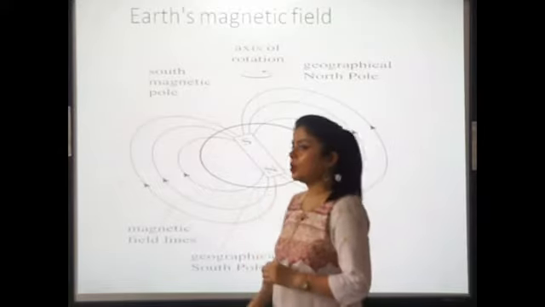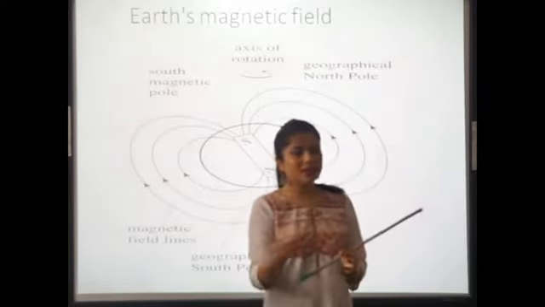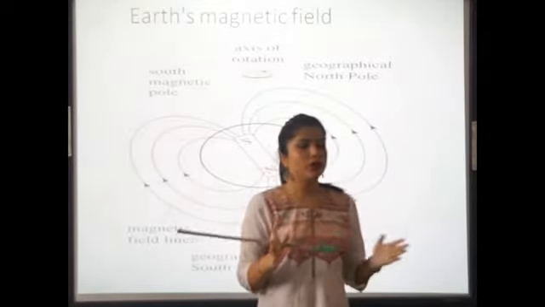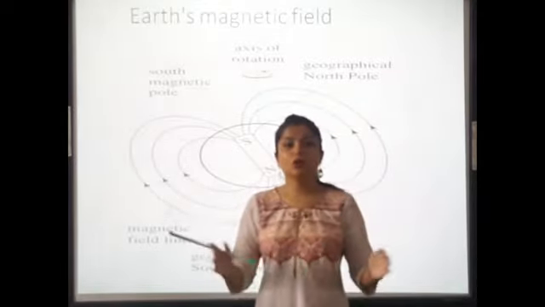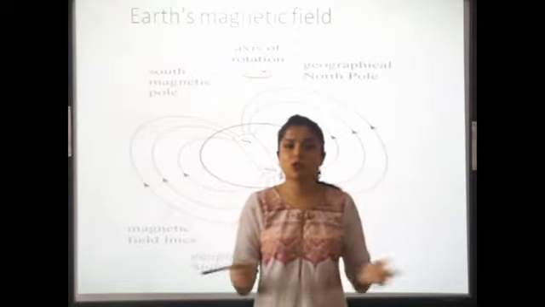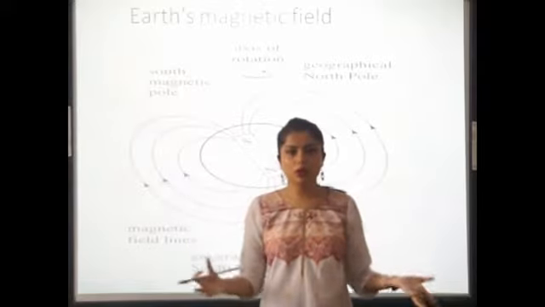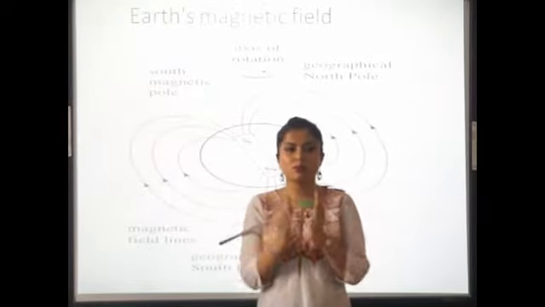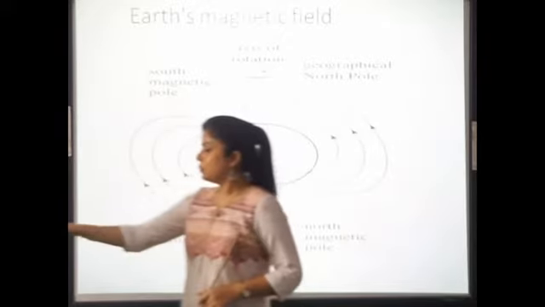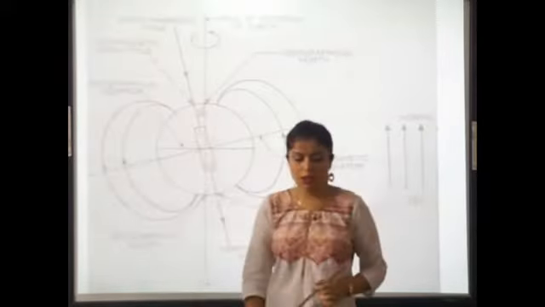And if you consider the Earth's magnetic field at a small area, suppose inside this room, if you consider a small area, it is uniform. It doesn't change from one corner to the other corner. But if you consider the whole Earth, it is different. If you consider a small area, it is uniform.